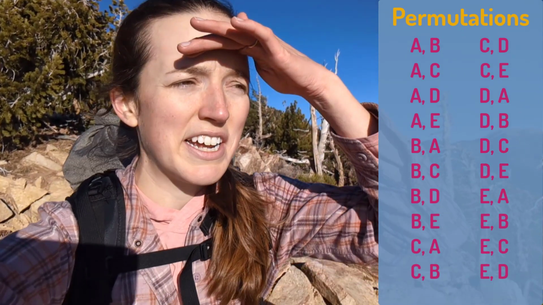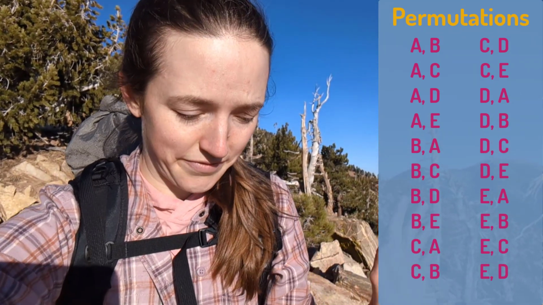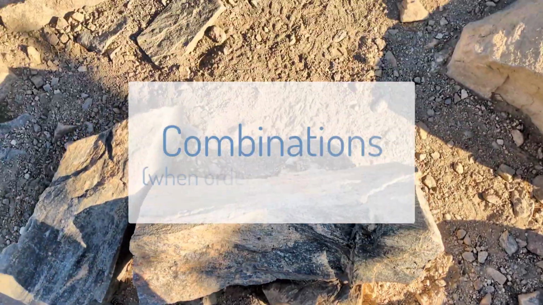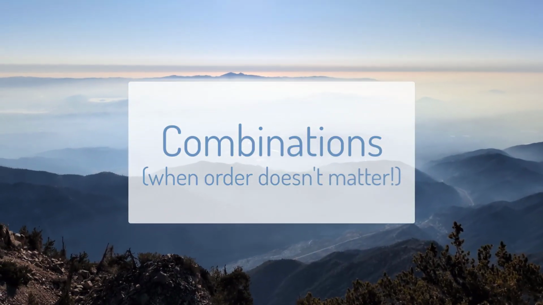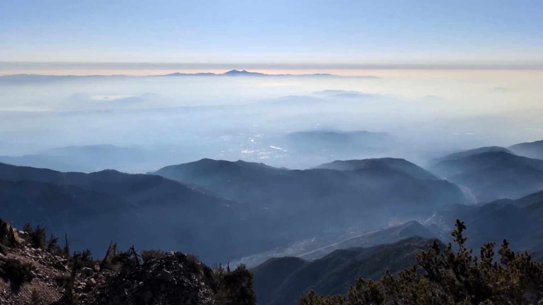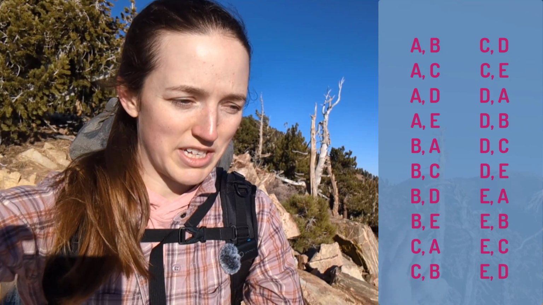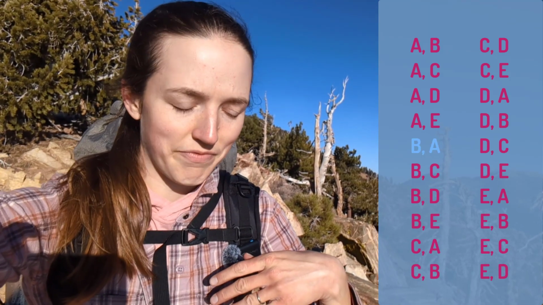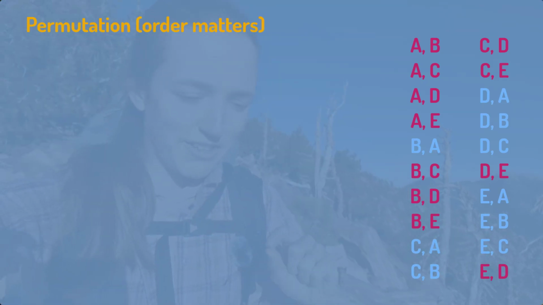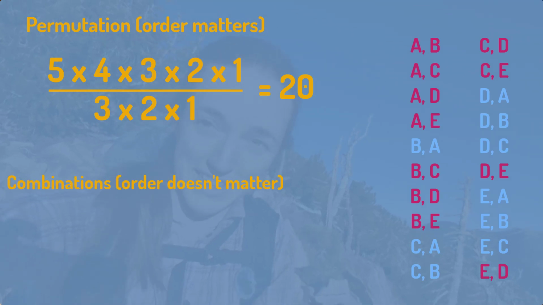But let's think about if we didn't care about order, what would happen to this list? If order doesn't matter, we can just take away all the duplicates, like AB and BA, we can just take away the BA. That's going to get rid of half of these. So if order matters, there's 20 different ways we can arrange the hikes. If order doesn't matter, there's only 10 ways.